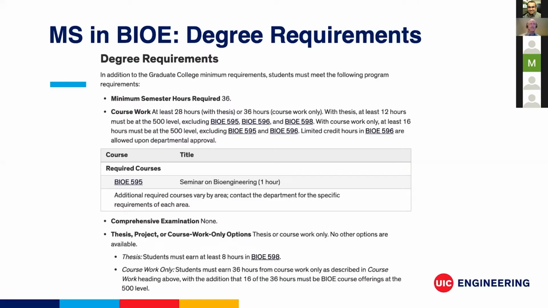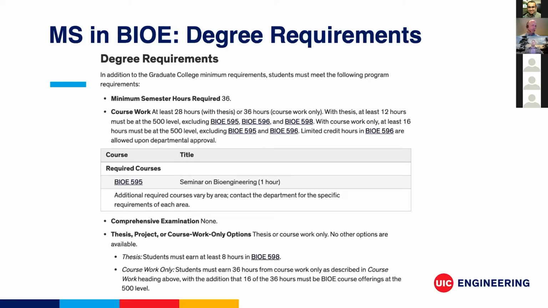Okay, so first I'll talk about the master's degree in bioengineering. These are the degree requirements taken from the Graduate College website. Essentially, you need 36 course hours to graduate. Each course is on average 4 hours, and so that makes 9 courses. And then we have a coursework only and a thesis option. If you do a thesis, then you need 12 hours at the 500 level. Those are typically graduate college classes, but you can get credit for any course at the 400 or 500 level.